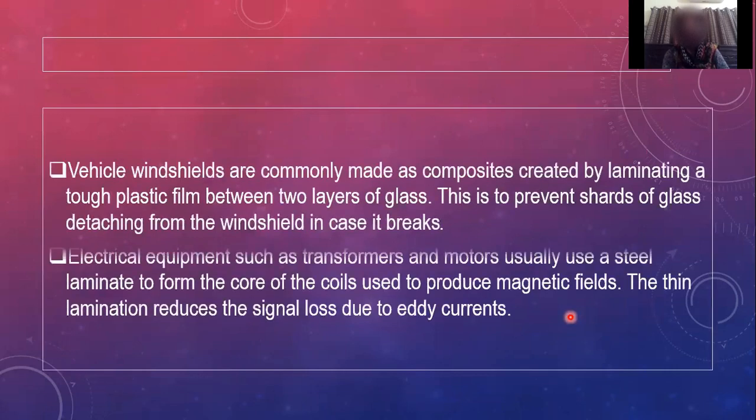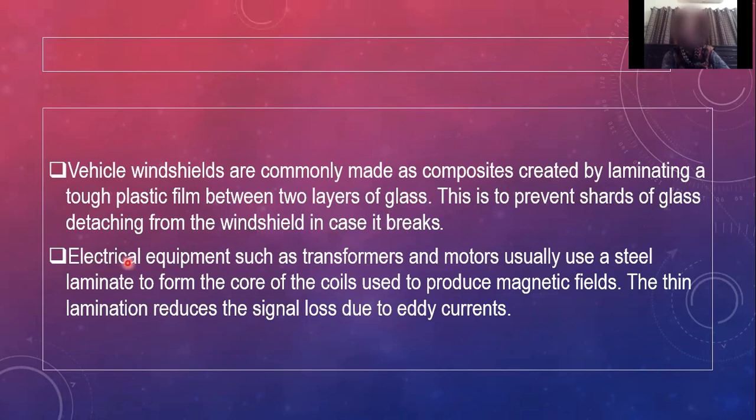Next, we have a technical use of laminates in our daily lives. In our cars we see the windshields, which are commonly used to protect our car windows, front car windows or back car windows. In vehicles, shields are commonly made as a composite created by laminating a tough plastic film between two layers of glass which protects our window mirrors. This protects the shards of glass from detaching from the windshield in case it breaks.